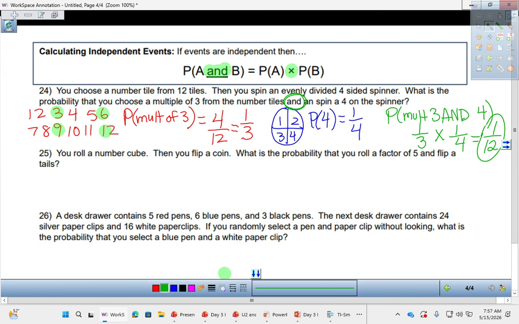The next one says you roll a number cube, then flip a coin. We determined that they were independent. What I get on the dice is not going to impact what I flip on the coin. No relationship, independent. So now it's saying, what's the probability that you roll a factor of 5 and flip a tail? So let's think about the cube first.